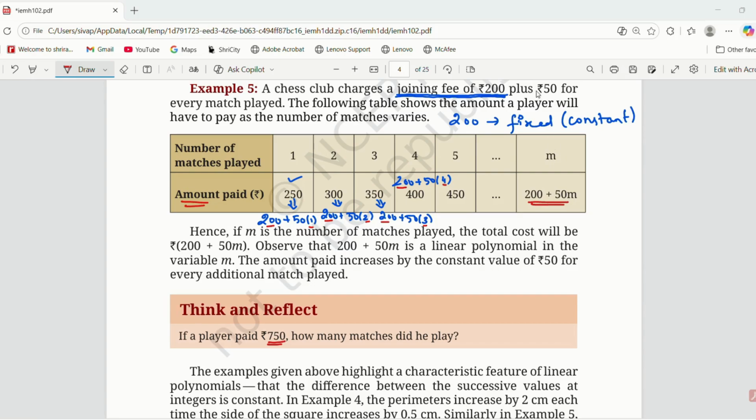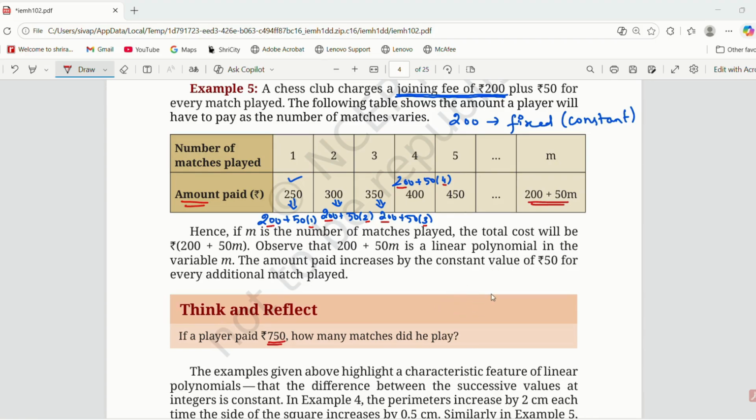Whenever we substitute the value of x as 1, 2, 3 and 4, we get the amount they need to pay. Here in this particular problem, the amount is given as rupees 750. We need to find x, how many matches he played. So I'm going to replace the amount with 750. So 750 equals 200 plus 50x, and we'll bring this 200 over. So 750 minus 200 is 550, which equals 50x. And to find the value of x, we'll bring this 50 to the denominator.